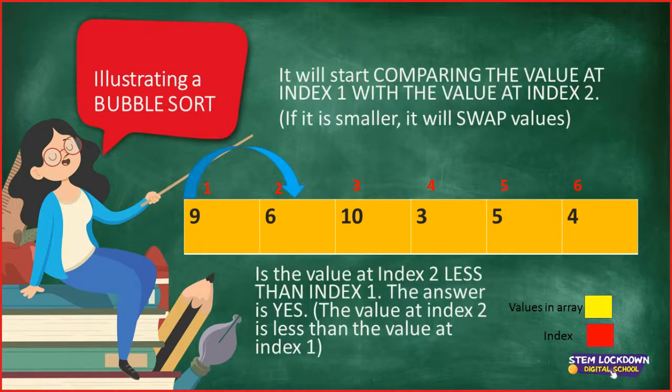Now let's go ahead and see what's happening. It says it will start comparing the value at index 1 with the value at index 2. Learners, are we following? It says, is the value at index 2 less than the value at index 1? Can you see? If it is the case, it's obviously going to swap the values.